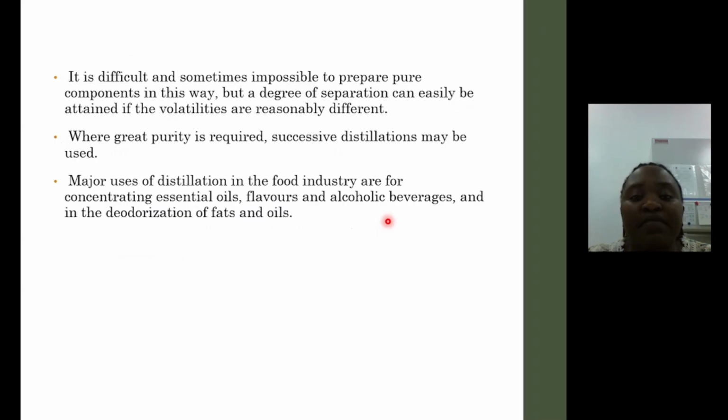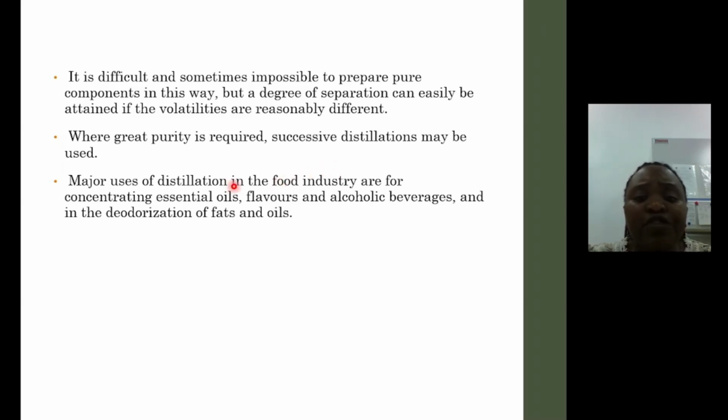It is difficult and sometimes impossible to prepare pure components this way, but at least you have a degree of separation that can easily be attained if volatilities are reasonably different. But if they are close to one another, then we are likely to still have not very good separation. So if you need very high purity, then you may need to do several distillations.